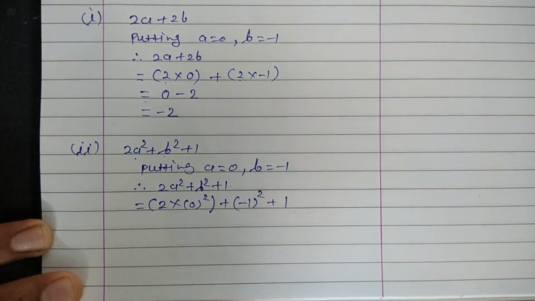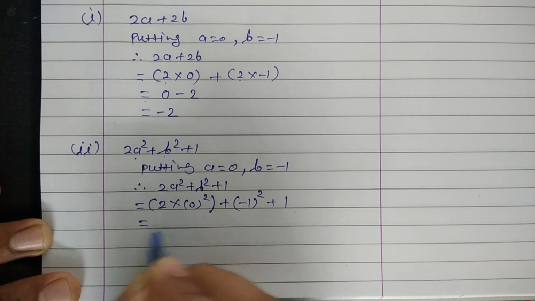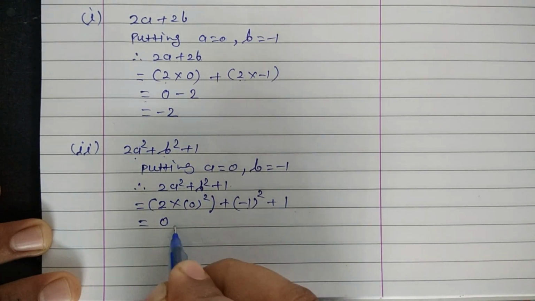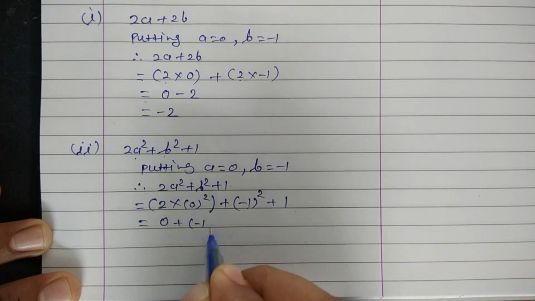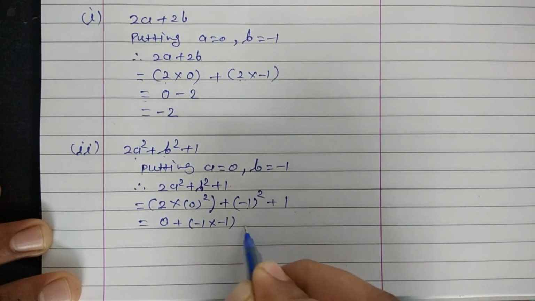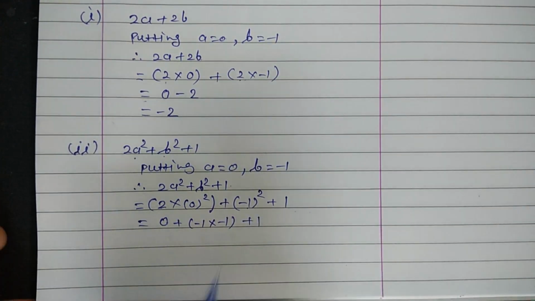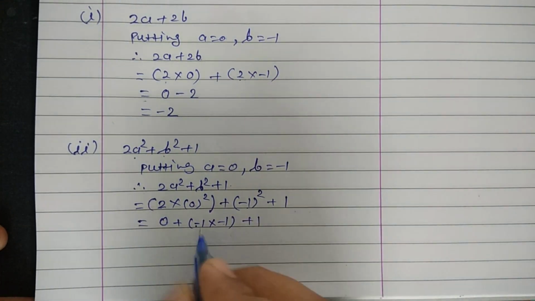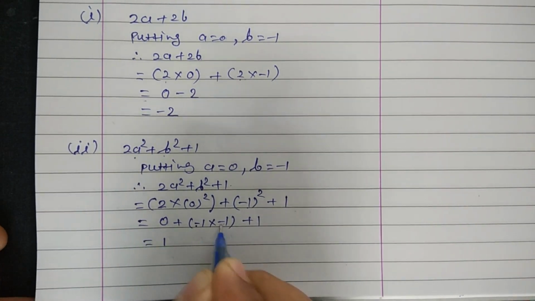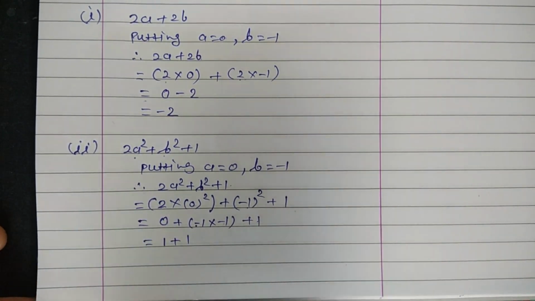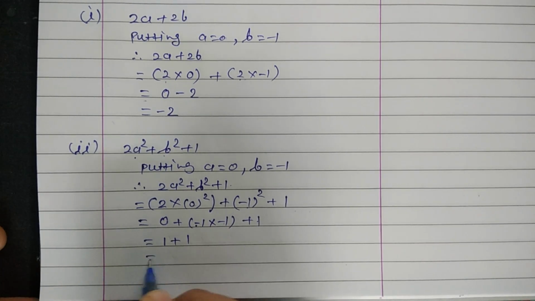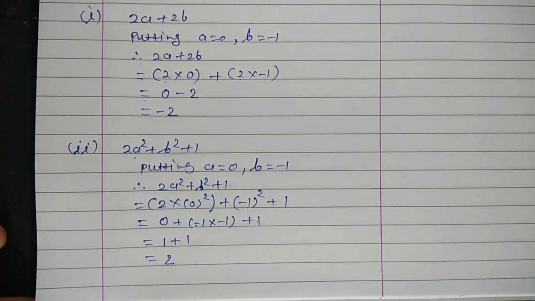0 square, that is 0, 0 multiplied by 2, it is 0. Minus 1 square, so plus minus 1 multiplied by minus 1 plus 1. Minus minus plus, 1 ones are 1, so it is 1, and this constant term 1. 1 plus 1, 2. So answer is 2.